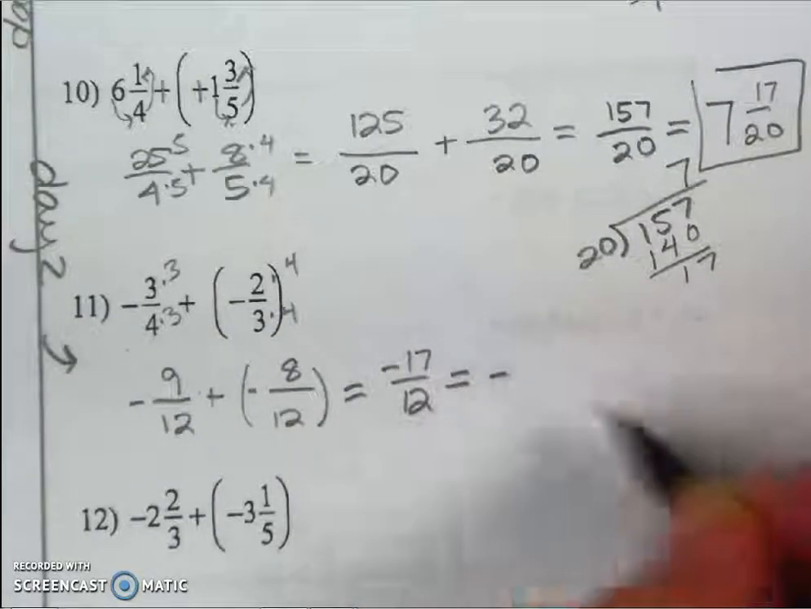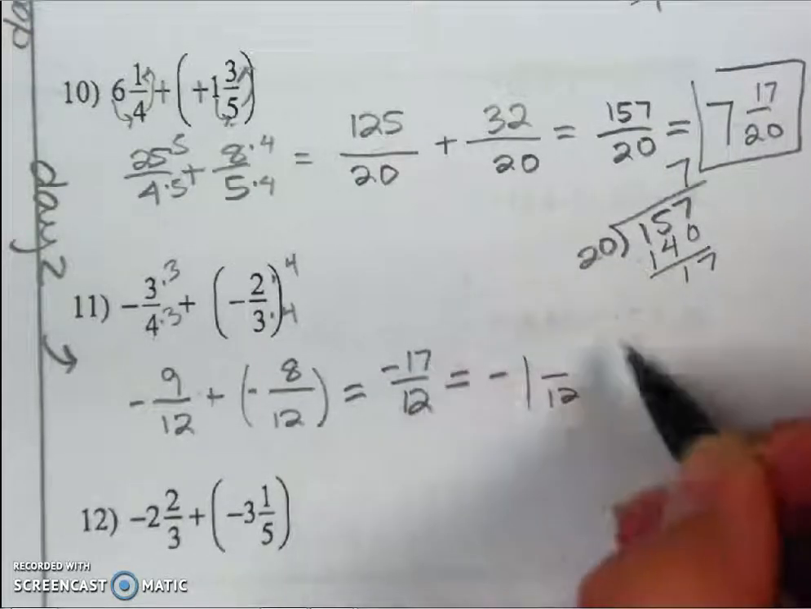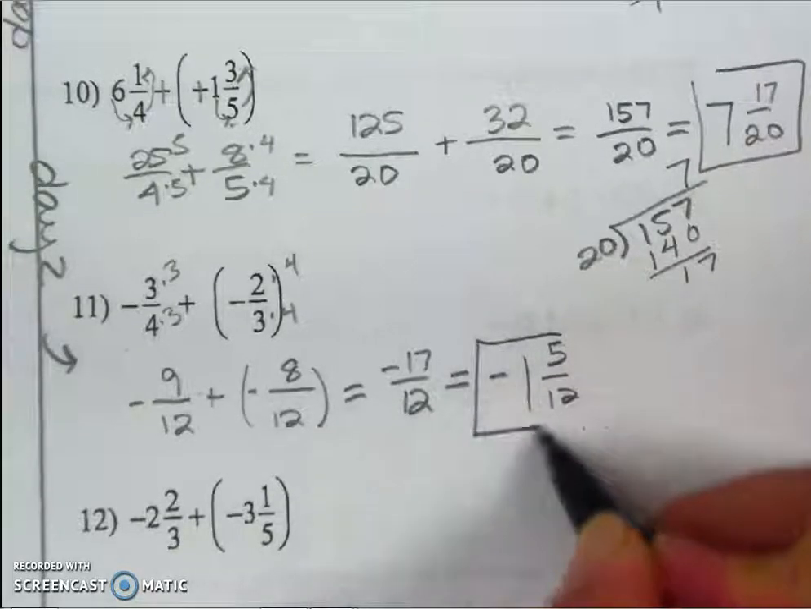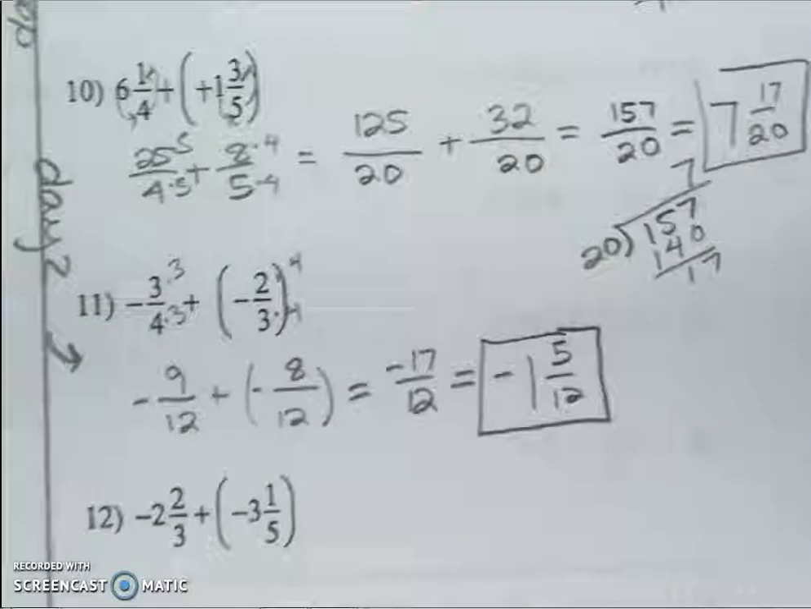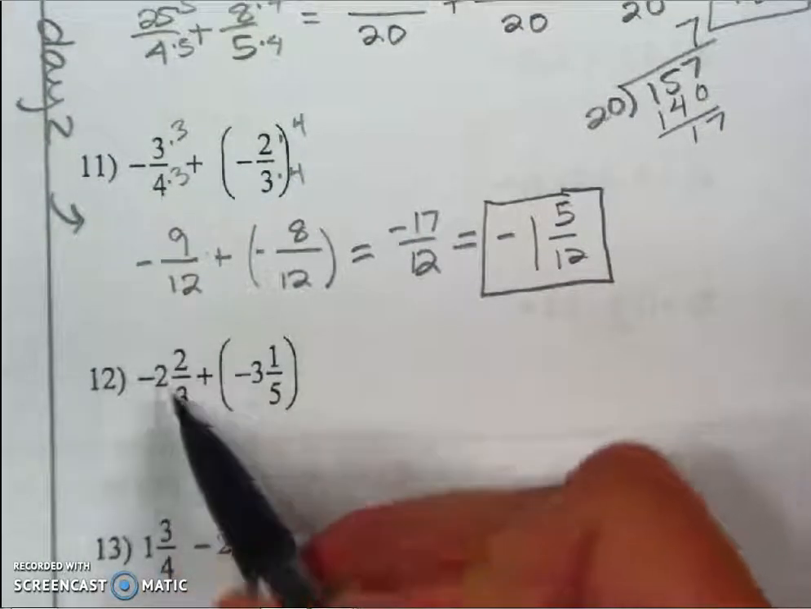Which I would rewrite as the mixed number, 1, and what would I have left up there? If I took out a group of 12, I'd have 5 left over. So that's negative 1 and 5/12. All right, let's try that again. We only have 2 more. Almost there. We can do this.